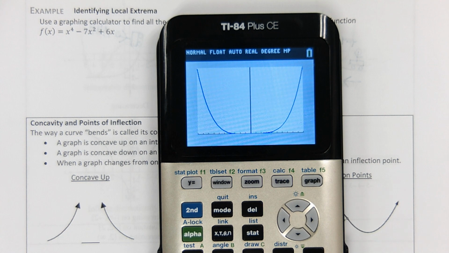Oh boy. So the wiggle in the middle of the graph is gone, isn't it? No, it's not actually gone. You know what happened? The calculator zoomed out so far you can't see it anymore. In fact, this y-axis goes above 9,000.